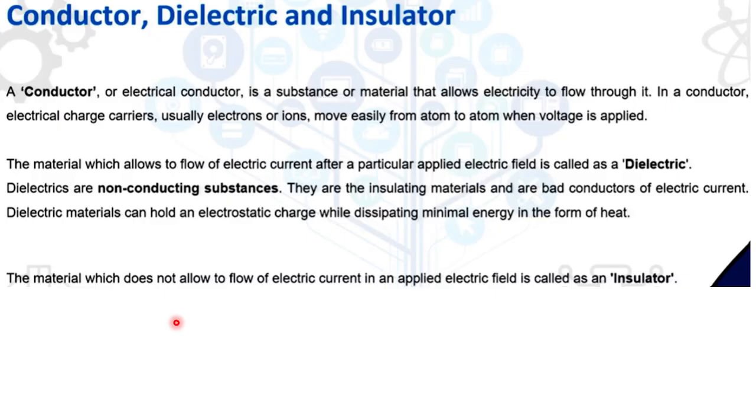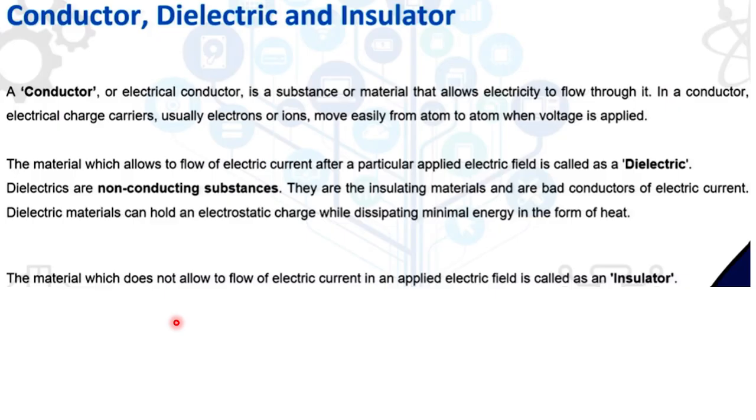The next part is the conductor, dielectric, or insulator. So how can we use these parameters to characterize different properties, or to get to know different chemical properties by measuring these things? A conductor, or electrical conductor, is a substance or material that allows electricity to flow through it. In a conductor, electrons are basically the charge carriers, or ions, and they can move easily from one atom to another when there is a potential difference.